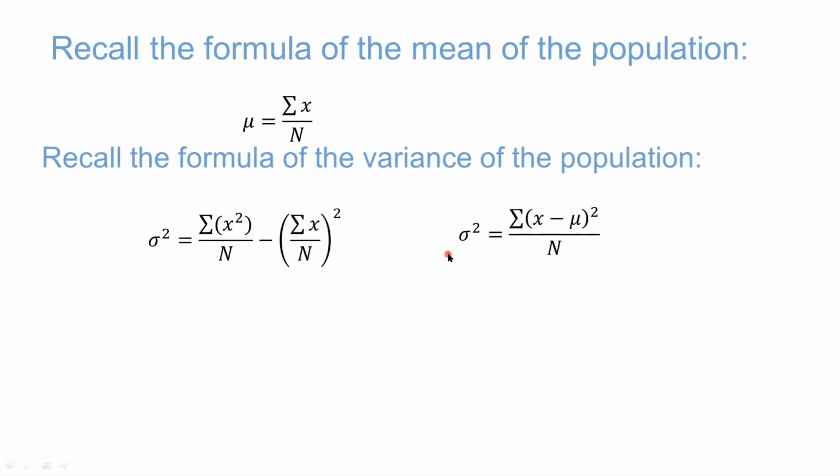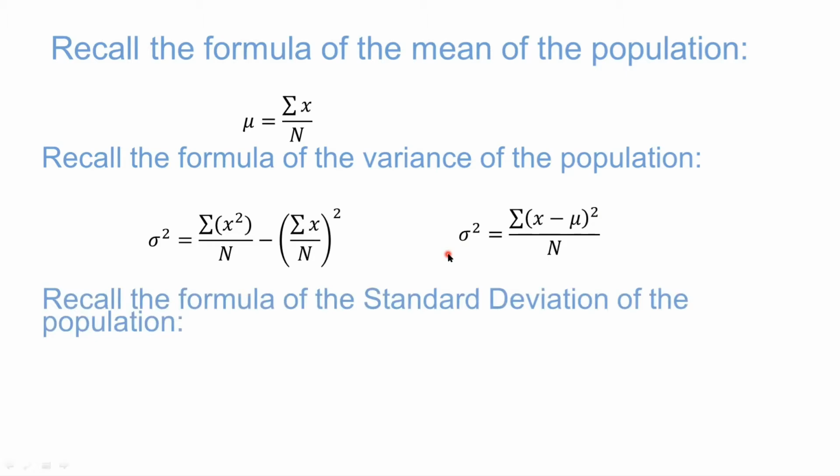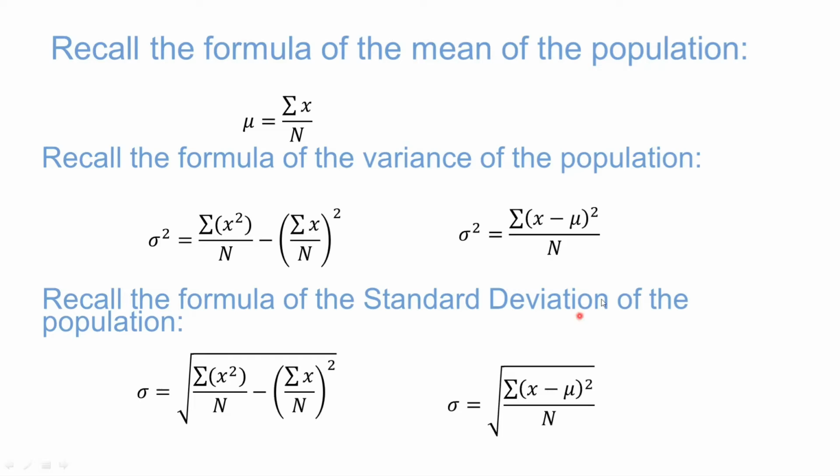Most especially, we already used it in our probability distribution. Next, recall the formula of the standard deviation of the population. To get the standard deviation, we just put a square root on our variance formula and remove the square in the variance symbol. So the standard deviation is equal to the square root of the summation of x squared over n minus the quantity of the summation of x over n squared, or the one we will use: the standard deviation is equal to the square root of the summation of x minus mean, squared, over n.